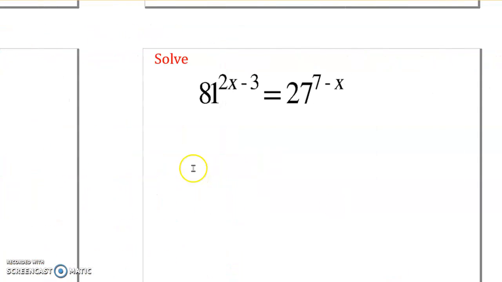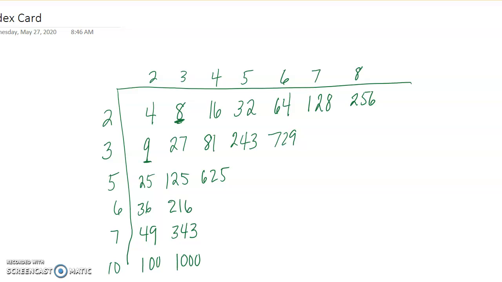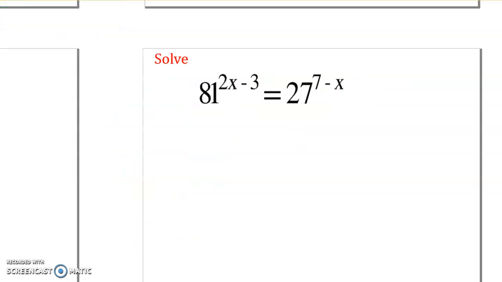Let's look at this one in which 81 and 27 are totally different numbers. Neither of them are very small. So I'm going to go back to my index card. Here I see 81. Here I see 27. So the good part is both of them lie in the family of 3s. So now I'm just going to ask myself, how can I get this to a 3?